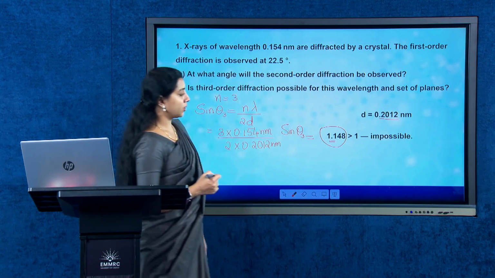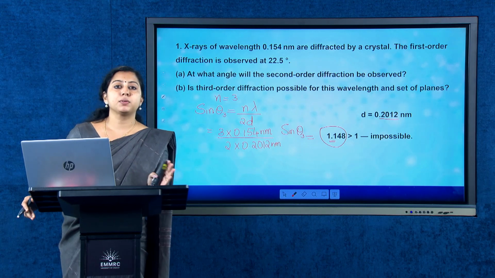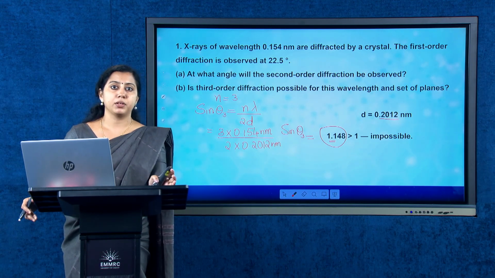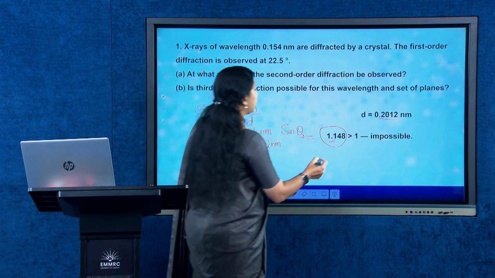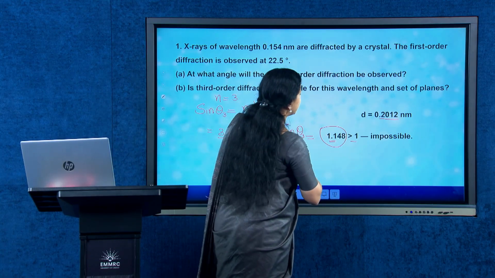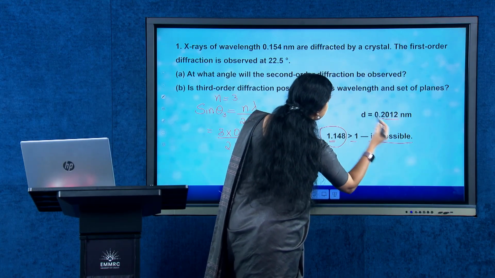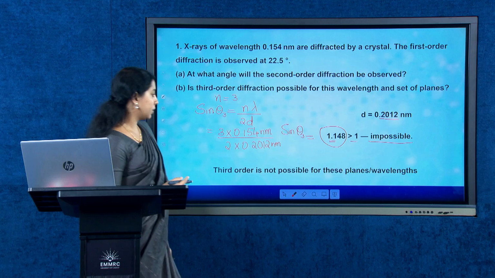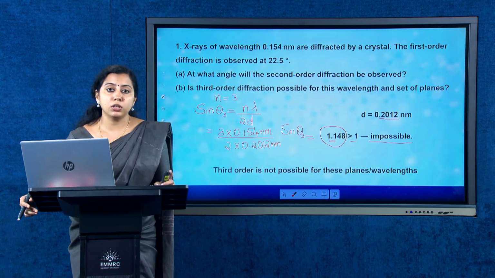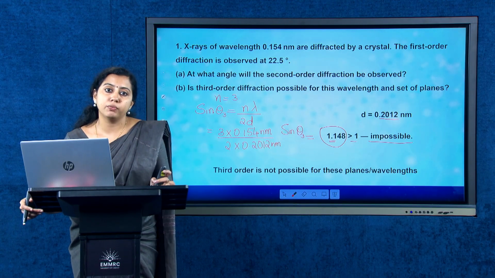We know that the value of sin theta ranges from 0 to 1. The maximum value of sin theta is 1. So, here we got the value as 1.148, which is greater than 1. So, that means such a third order diffraction is impossible. So, the answer is third order diffraction is not possible for these set of planes and wavelength.